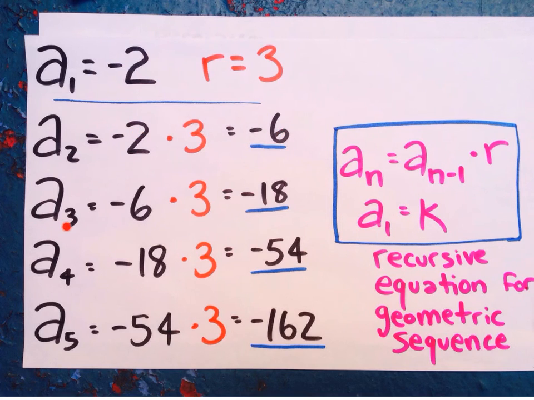What is a sub 3? What is the third term in the sequence? Well, that's going to be the second term, which is a sub n minus 1, right? Multiplied by the ratio, giving us -18. The fourth term is the previous term, right? A sub n minus 1, multiplied by the ratio, giving us -54. So a sub 4 is -54. And a sub 5 is the previous term, a sub n minus 1, multiplied by the ratio, giving us -162.